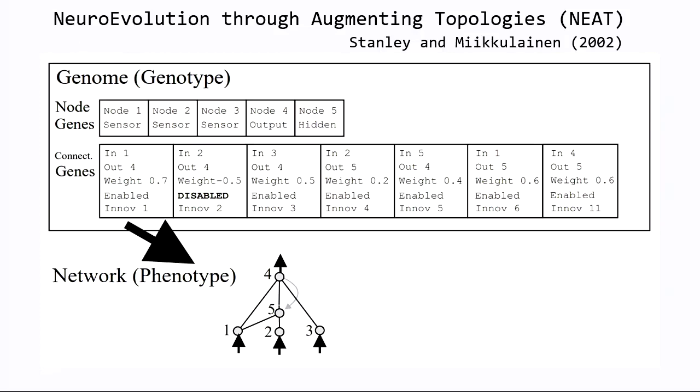So it's really simple. They represent the genotype, which is this theta, as this gray box at the top, where we have two different lists. We have a list of nodes and we have a list of connections. So the list of nodes, basically here we have node 1, node 2, node 3, node 4, and node 5. 3 of them are sensor nodes, and 1 of them is an output node. You can see that in the actual neural network here at the bottom. 3 of them are sensors, and 1 of them is an output, which is number 4. And then we have 1 hidden node, which is number 5.